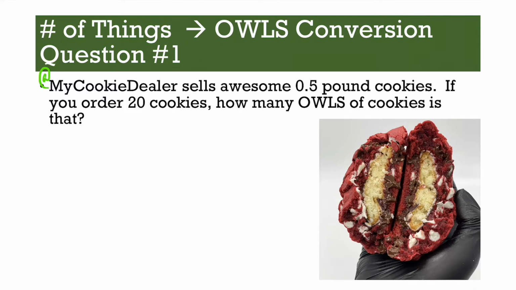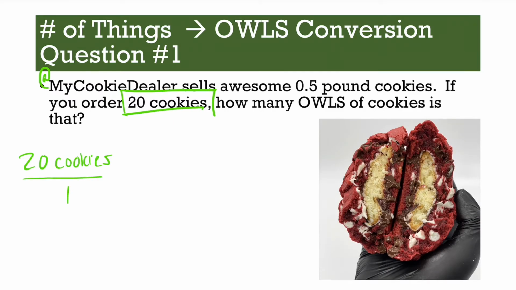They literally are half-pound cookies. So here is a red velvet cookie with a black and white cookie baked inside of it. If you order 20 of them, how many owls of cookies is that? So we're starting with what we know. We're starting with 20 cookies. 20 cookies. That's your given.